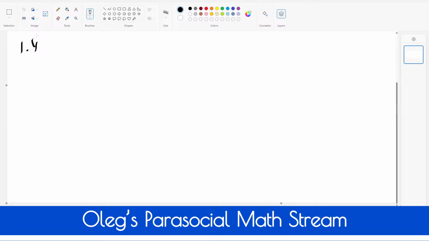All right, so we're going to do the section exercises now of 1.4. All right? So, evaluate the following statement. The degree of a polynomial in standard form is the exponent of the leading term.